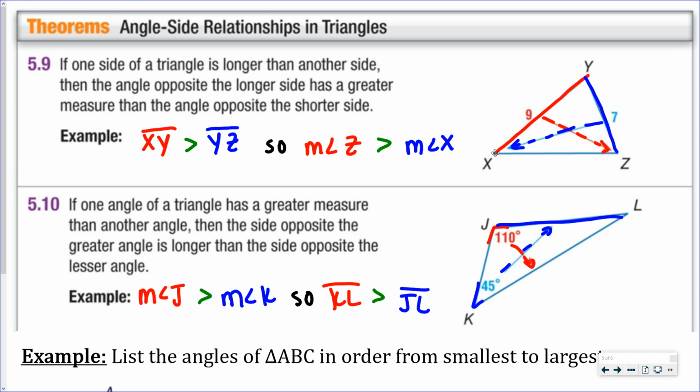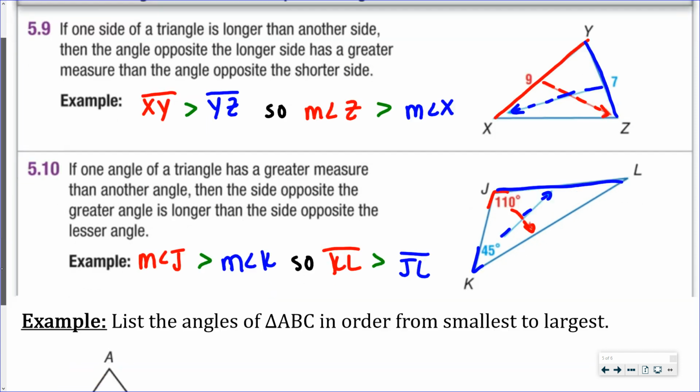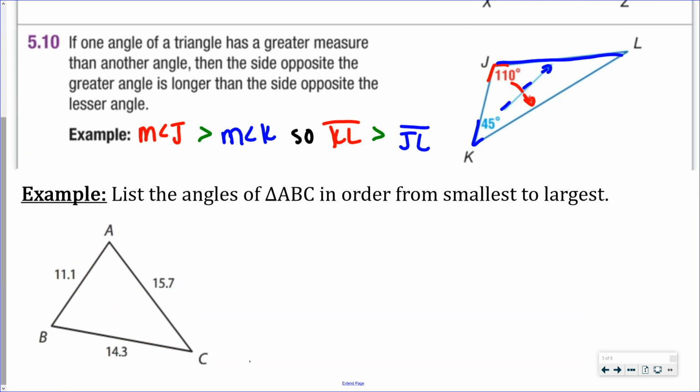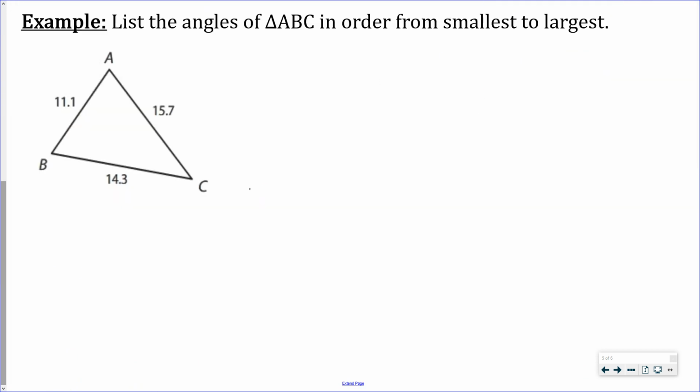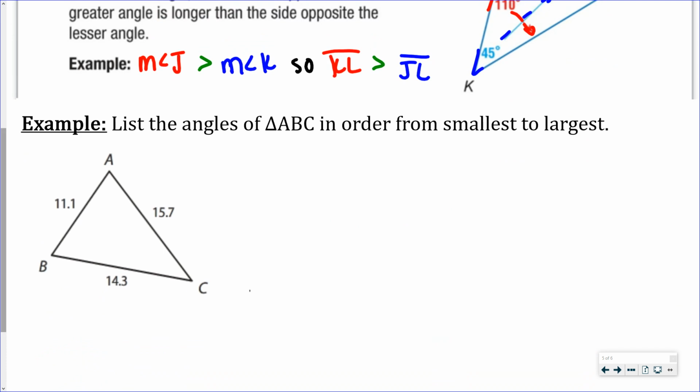Okay, so those are two theorems, relationships in triangles, that we need to know. Let's try a couple of these and then we're done. List the angles of triangle ABC in order from smallest to greatest. All right, so I see a scalene triangle here, no congruent sides. What's my smallest side? AB. AB is my smallest side, so my smallest angle is going to be C. We want to cross it.